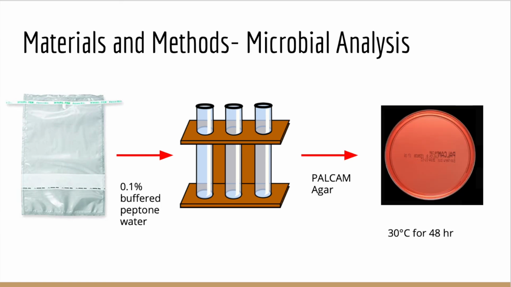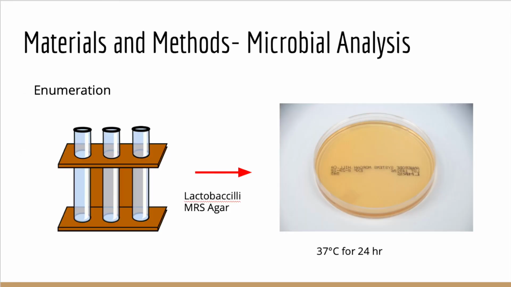0.1 milliliters of the dilutions were plated on tryptic agar, and the plates were incubated at 30 degrees Celsius for 48 hours. Then, for the enumeration of Listeria, the dilutions were also plated on Lactobacilli MRS agar, and those plates were incubated at 37 degrees Celsius for 24 hours.